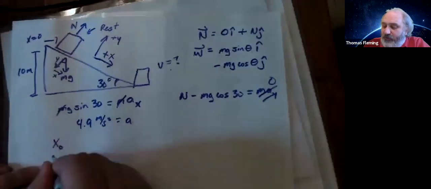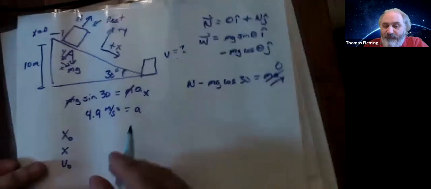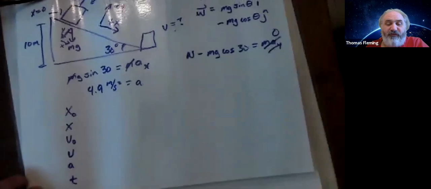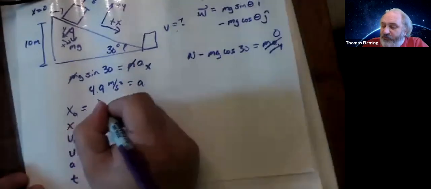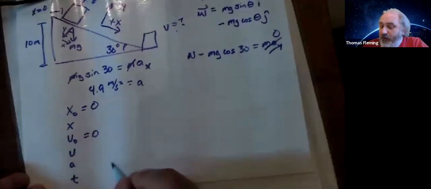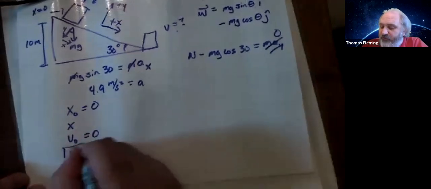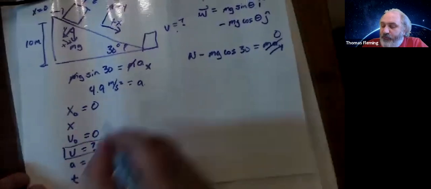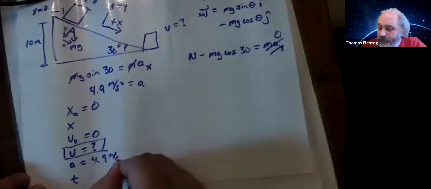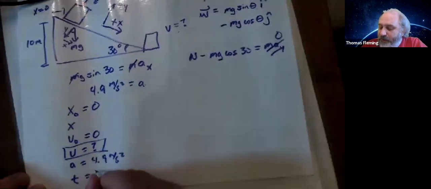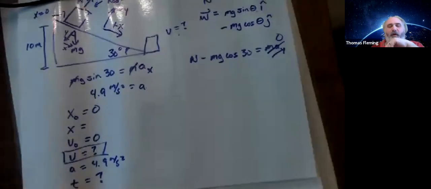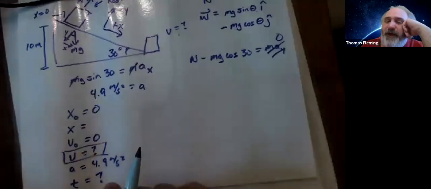When I do my little one-dimensional kinematics 6-item inventory, and I track which things I know, well, I can always assume the box starts at 0. I know that it started at rest, so that's going to be 0. I'm looking for the final velocity, so that's what I need. The acceleration we've already solved for, it's 4.9. The time it takes to get to the bottom of the ramp, I have no clue. And x final, well, I don't know it, but I can figure it out.